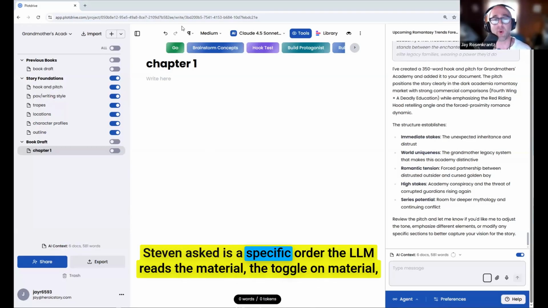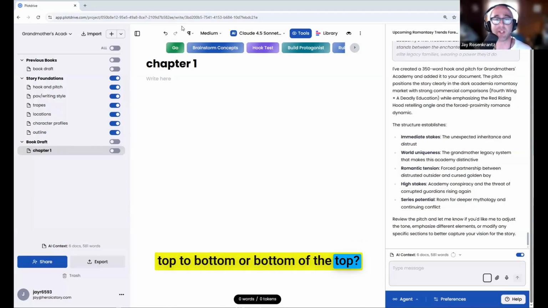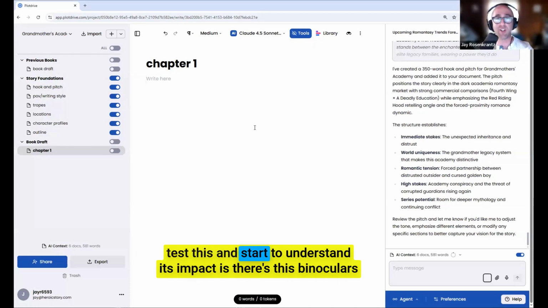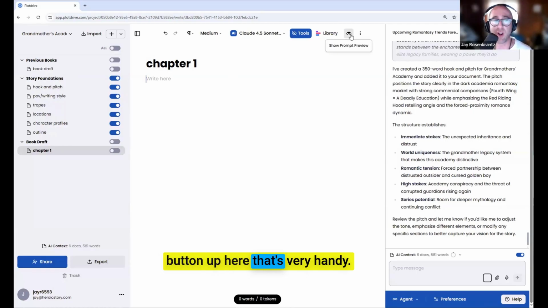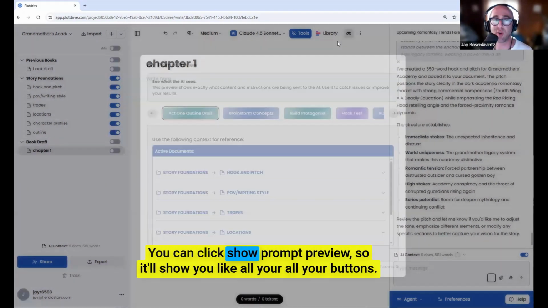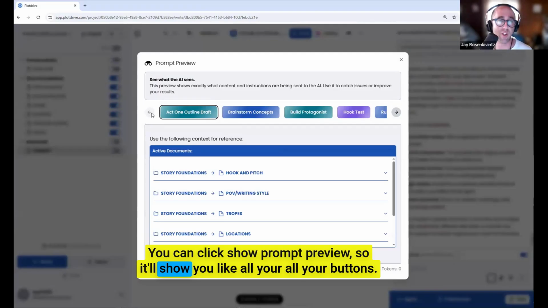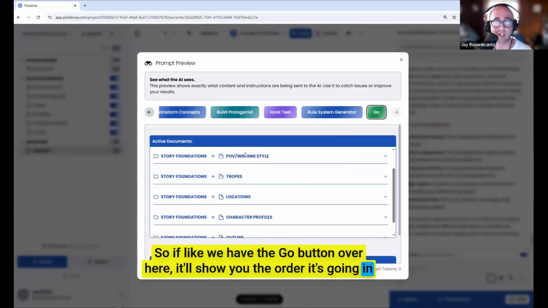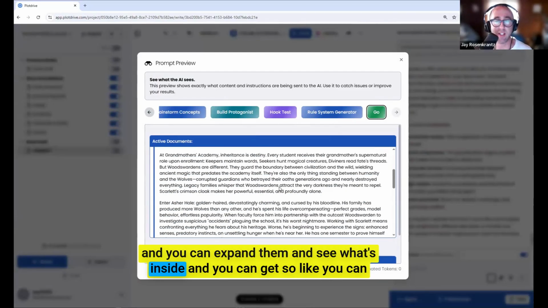Steven asks, is there a specific order the LLM reads the toggled-on material, top to bottom or bottom to top, or does it matter? That's a great question. It goes in the order that you organized it. One of the ways you can test this and understand its impact is this binoculars button up here that's very handy. You can click show prompt preview. So if we have the go button over here, it'll show you the order it's going in, and you can expand them and see what's inside.